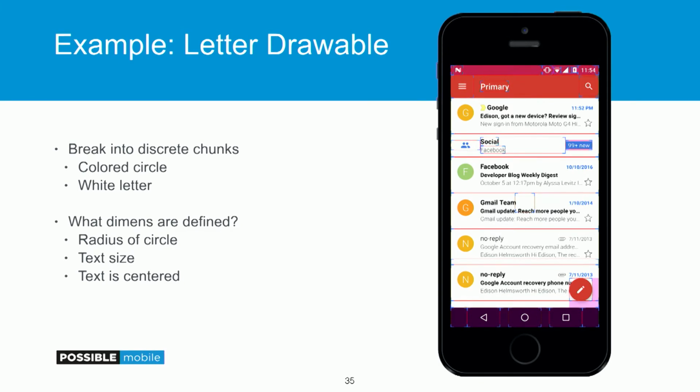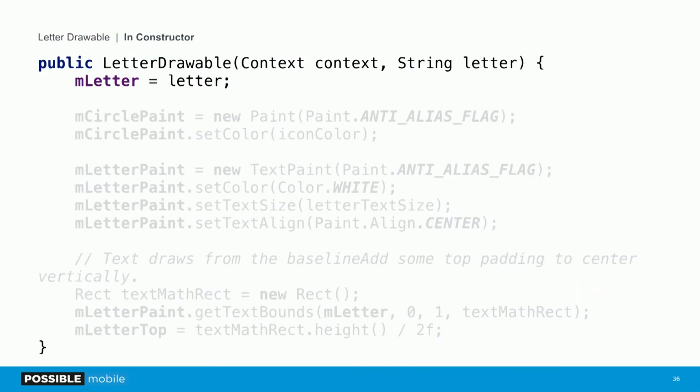In this case, the circle is going to be some size dictated by a radius. The text will be some size. And then we know that we want the text to be centered inside of that circle. So let's jump in. Inside our constructor for our drawable, we've just overridden the drawable class here. In this case, we know that we need some letter to draw. So we're going to save that first.